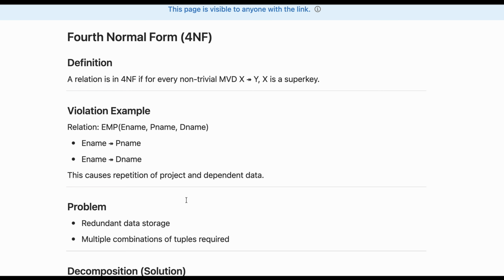To solve this, we decompose the relation into two tables. First is employee project with employee name and the project name, and second one is employee dependent with the employee name and the department name. Now the redundancy is removed and the relation is in 4NF. Now let's move to the fifth NF, which is fifth normal form.